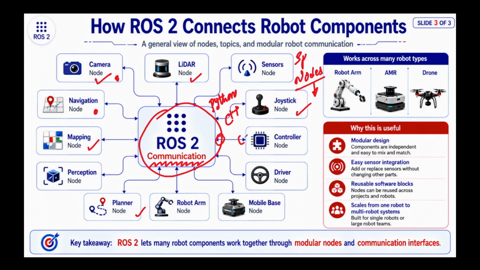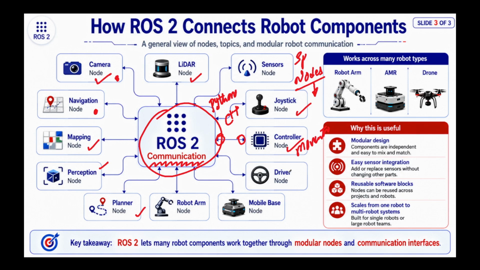The camera node captures the images and a perception node uses those images to detect the objects. The LiDAR and mapping components help the robot understand the environment. And the navigation component decides where the robot should go. The planner calculates a route and the controller converts the plan into movement commands. Finally, the driver sends those commands to the motor. Different components perform different jobs, but ROS2 gives them a common way to communicate.